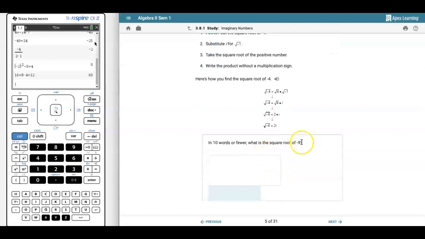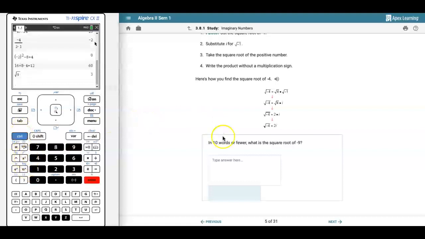If we're going to do this one for -9, the first step is to factor out the square root of -1. So we're left with the square root of 9, and we can figure that out easily if you need to, by hitting the square root button. The square root of 9 is equal to 3. So we have 3i, because i is equal to the square root of -1. That should be your answer.